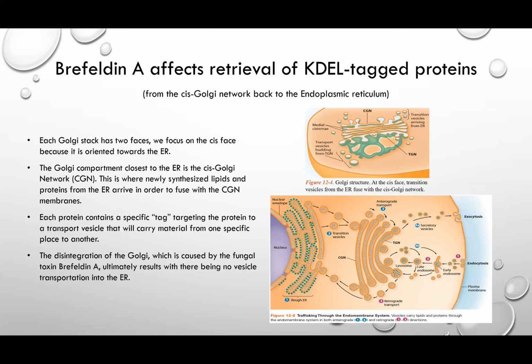So the figure to the right, figure 12A, just shows you a structure of the Golgi at the cis face. This is where it would take place. The transition vesicles from the ER fuse with the cis-Golgi network here. And figure 12A, from the textbook, indicates what would happen if the trafficking through the ER took place, so if the Brefeldin A wasn't present.